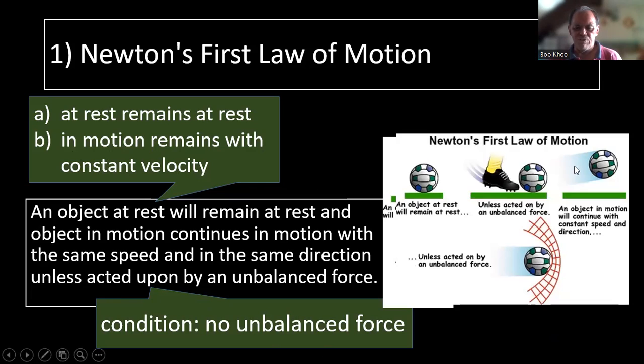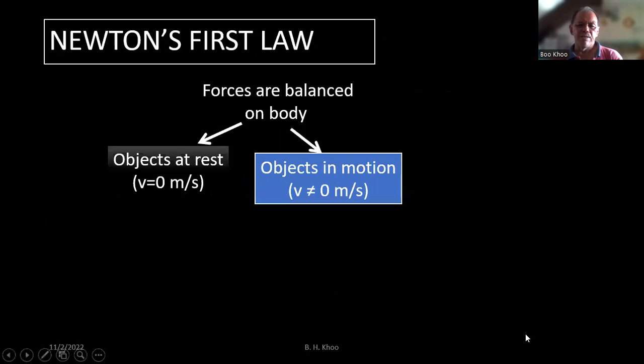That's Newton's first law. Moving at constant uniform velocity in a straight line, unless it hits a net or fence that will restrain it from moving further, then it will stop. That's a condition: an unbalanced force. That net is the unbalanced force that stops it. So we can summarize Newton's first law. Balanced force, that means no resultant force. Object at rest, not moving, and then another case, the object is moving. Remember, an object must have a mass.